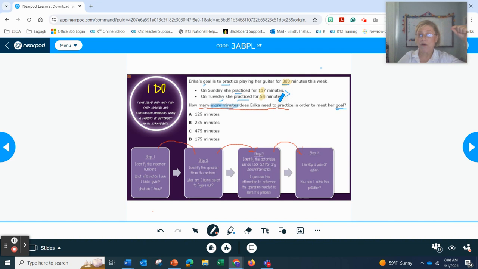So we know that she practiced on Sunday for 117 minutes. We know that she practiced on Tuesday for 58 minutes. I'm going to combine both Sunday and Tuesday. If I'm combining those two, I'm going to add those two. So I'm going to put a little plus sign right there. And then whatever I add together, I'm going to compare that to that 300. So I'm going to add and then subtract. So let's get this party started.